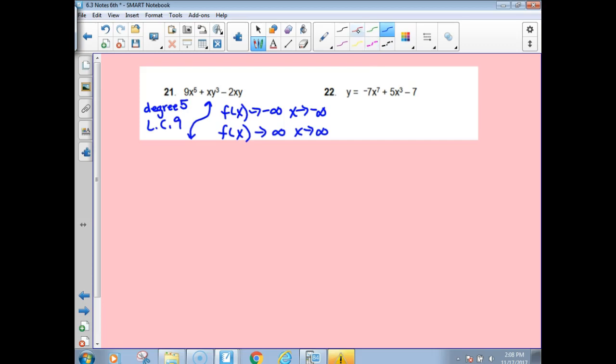And finally, number 22 is degree 7. And a leading coefficient of negative 7. That's an odd degree, so it should be up on the left, down on the right. So f of x approaches infinity as x approaches negative infinity. And f of x is pointing down to negative infinity as x approaches positive infinity.